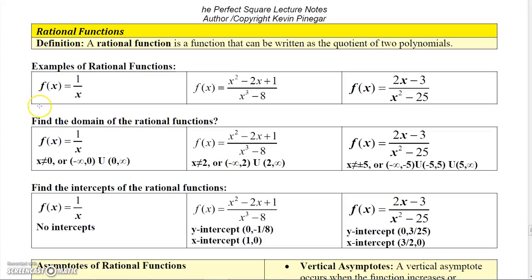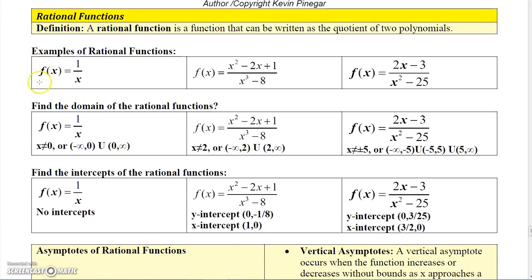Okay, we're going to wrap up with a section on rational functions here. So finish the section on functions with rational functions. Okay, a rational function is just a function where you have a numerator that's a polynomial and a denominator that's a polynomial. Actually, all polynomials technically are rational functions because you could say they're over 1.